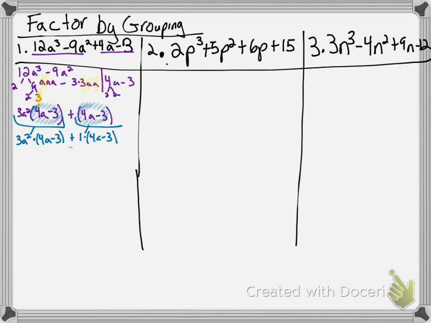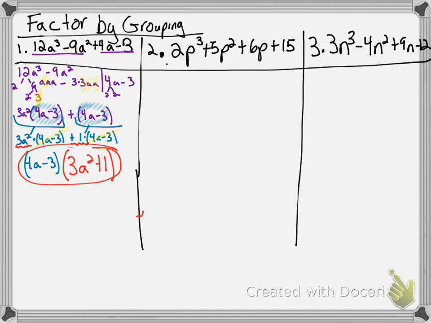So if you take out 4a minus 3, take that out of both of them, here and here, what's left is that 3a squared plus 1. And the way we account for that is we put another parenthesis, 3a squared plus 1. And this is my final answer. So I know those steps can be a little confusing. Let's try it again.